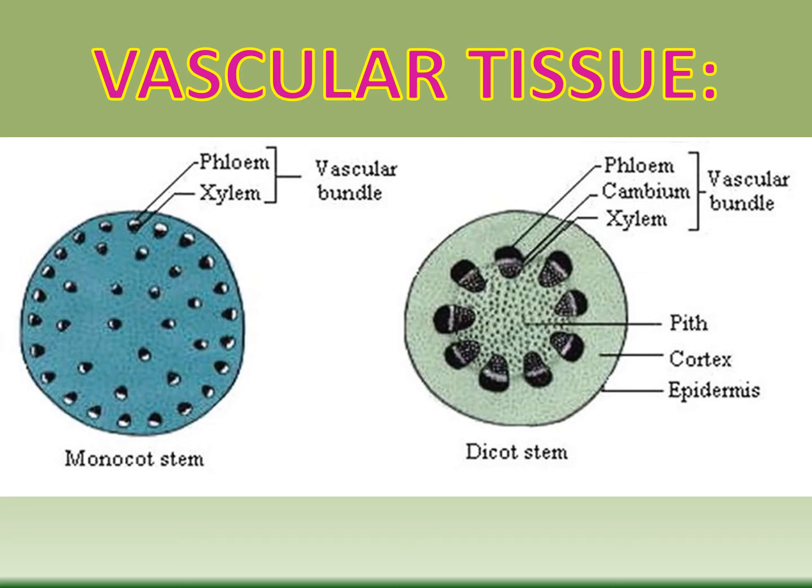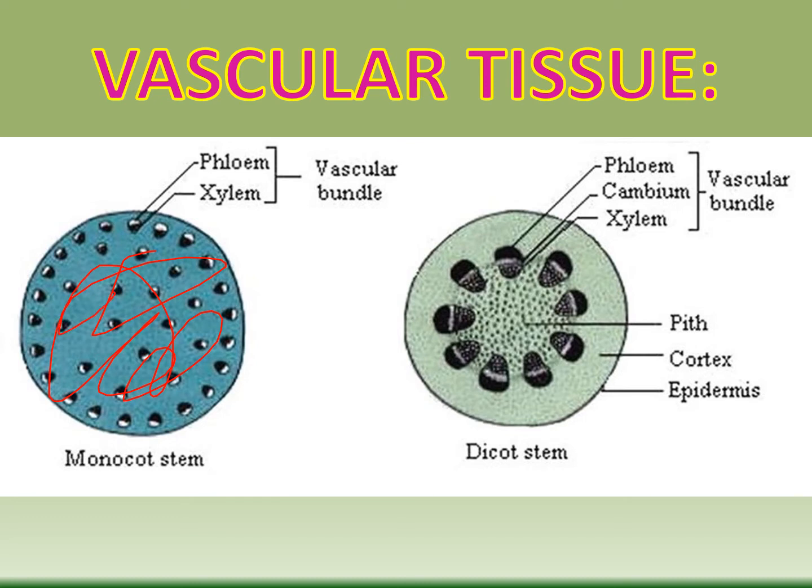Monocots have just chaotic. Their bundles are just all over the place. So they have these tubes, and there's no real organization. I mean, granted, you have this nice ring around the outside on this monocot, but it's not all organized in here. It's just kind of wherever.